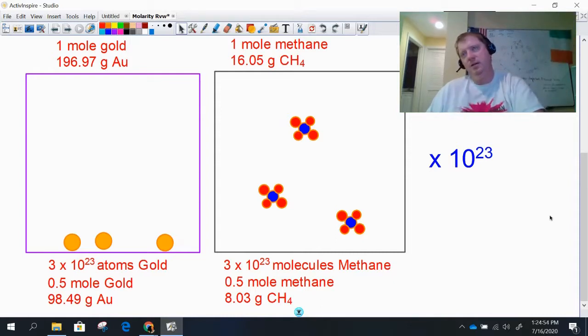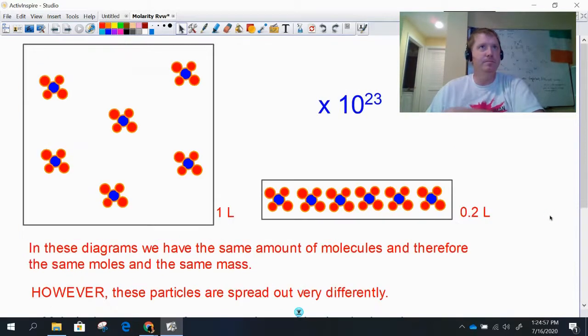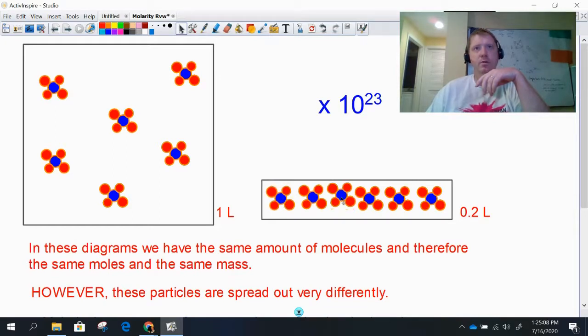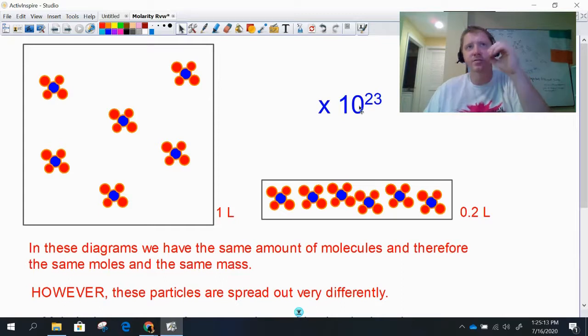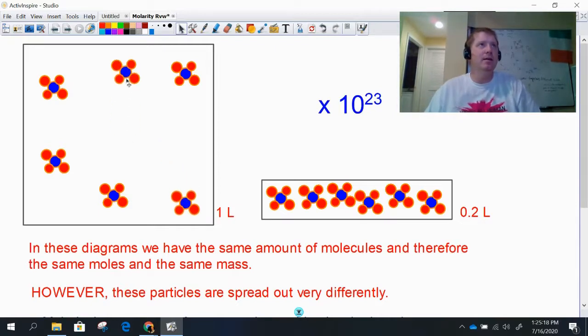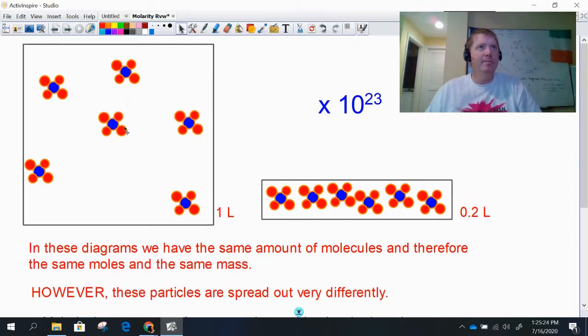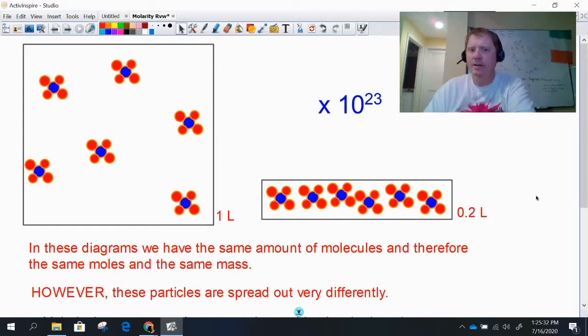But let's take it closer in the direction of molarity. So in this example, both of these are methane. They both have 6 times 10 to the 23rd. So they're the same number of moles. But the space they're moving around in is very different, right? It's very, very different. And I've labeled the volume this time. The volume of this container is 1 liter, and the volume of this container is 0.2 liters. Those are very different volumes.